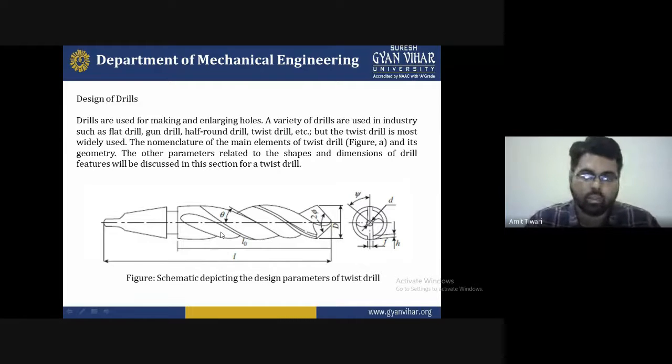All these parameters have to be used while making a twist drill tool. As we know, this type of tool is very popular and very efficient for cutting and making large depth holes. These are the very popular type of tool which are used nowadays. This is not the easiest part. So the nomenclature of the main elements of the twist tool and its geometry has a division into parts.